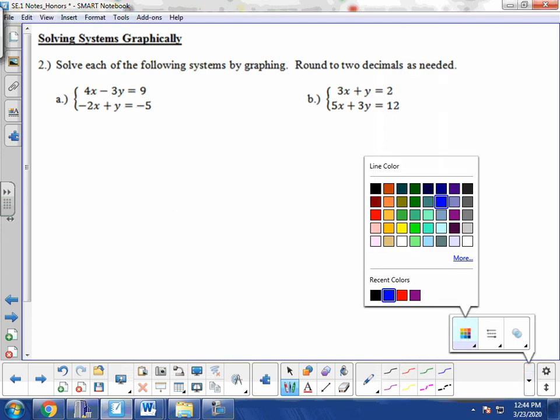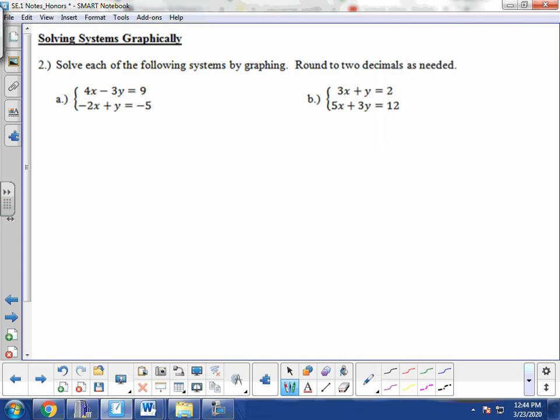So if I rewrite the first equation in terms of y, I would be, let's say, maybe subtracting 4x. So that would give me negative 3y equals 9 minus 4x. And then dividing by a negative 3. So y equals 9. Let me redo the order. Let me put the x first. So negative 4x divided by negative 3 would make a positive 4/3 x. 9 divided by negative 3 would give me negative 3.